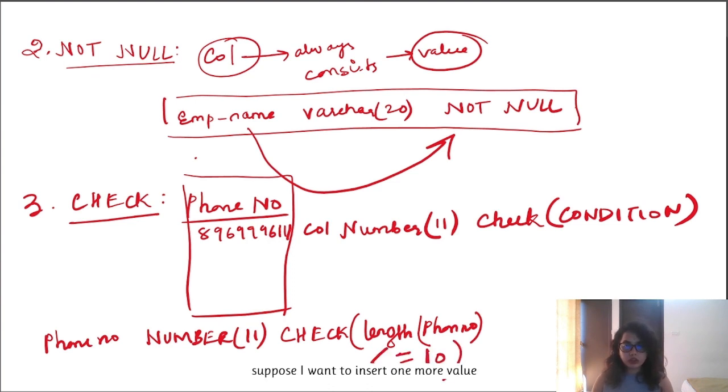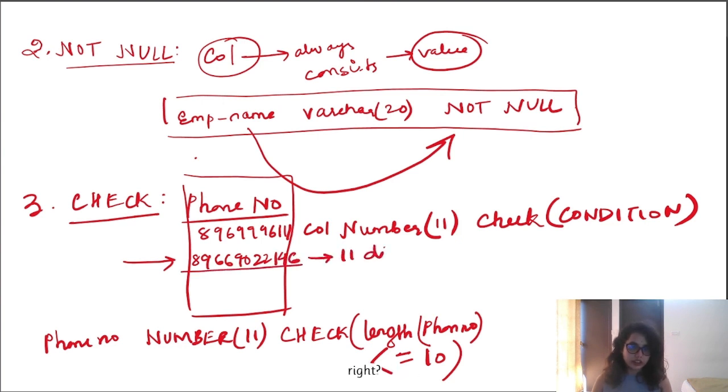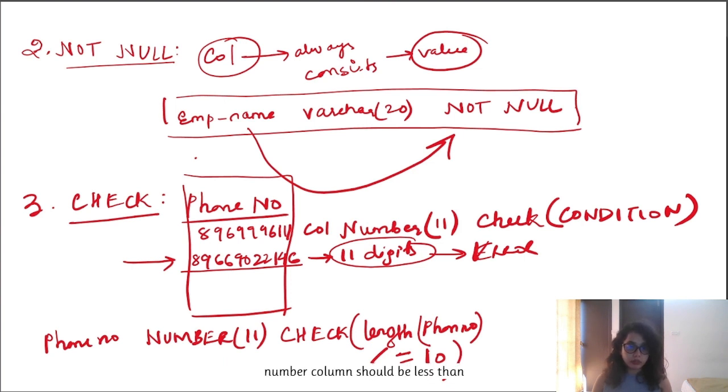Now suppose I want to insert one more value here, which is 8, 9. So this is 11 digits, right? It will throw you an error. Why? Because my check constraint said the length of the phone number column should be less than or equal to 10. So this is how check works, and this is how not null works.